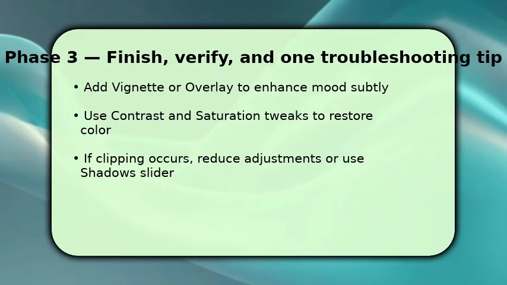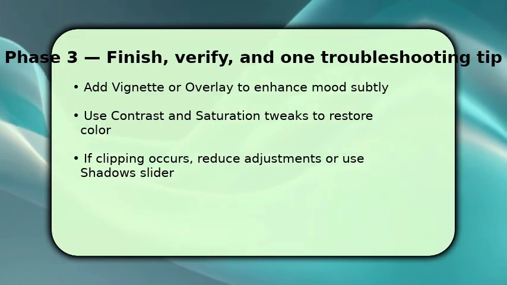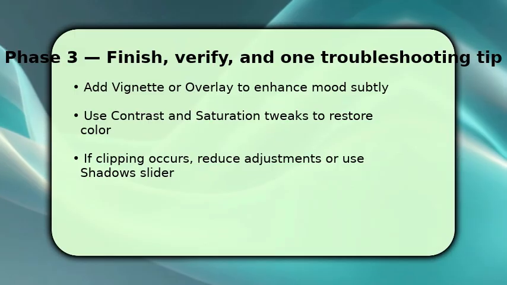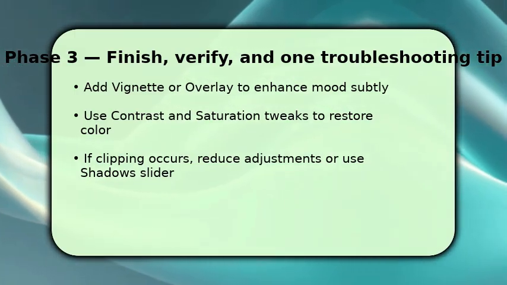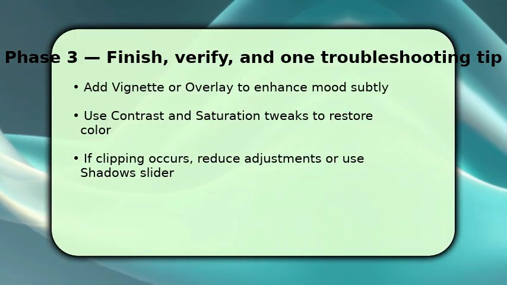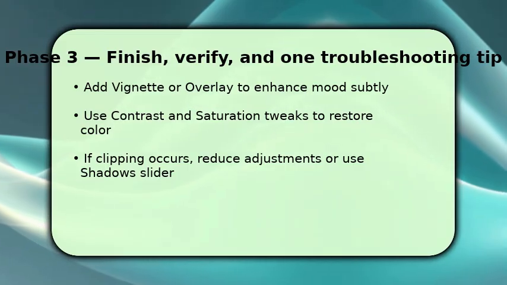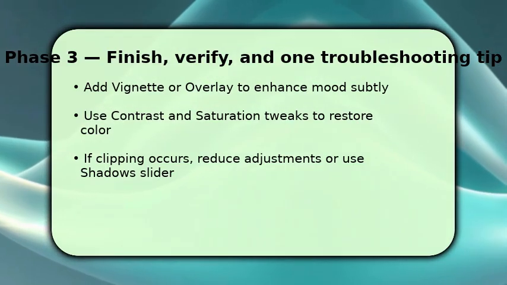Export a test at full size and inspect shadows and highlights. If you see clipping or blocked blacks, reduce the earlier exposure / curves changes or increase the shadows slider. That troubleshooting step preserves detail while keeping the darker look you want.